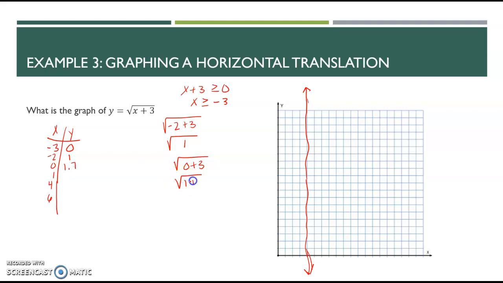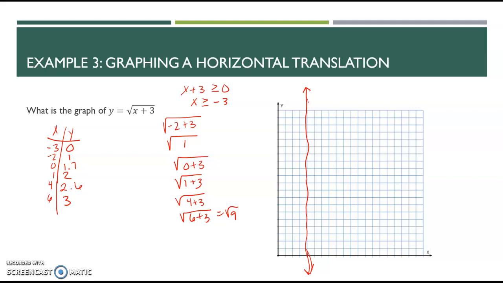We plug in 1. 1 plus 3 is 4. Square root of 4 is 2. Plug in 4. We have 4 plus 3 is 7. Square root of 7 is approximately 2.6. Plug in 6. Now I know why I chose 6. I chose 6 because the square root of 6 plus 3 is 9, and the square root of 9 is 3, and it gives me that whole number.